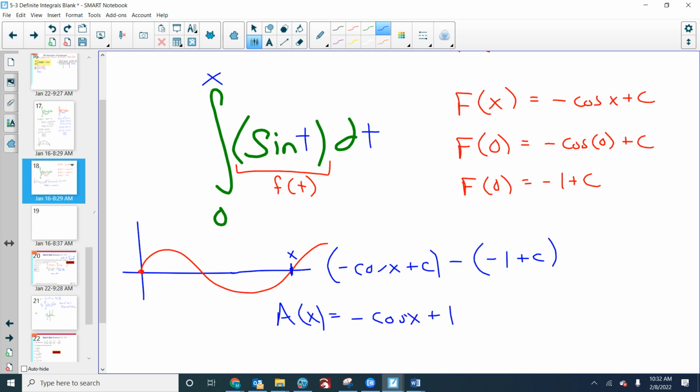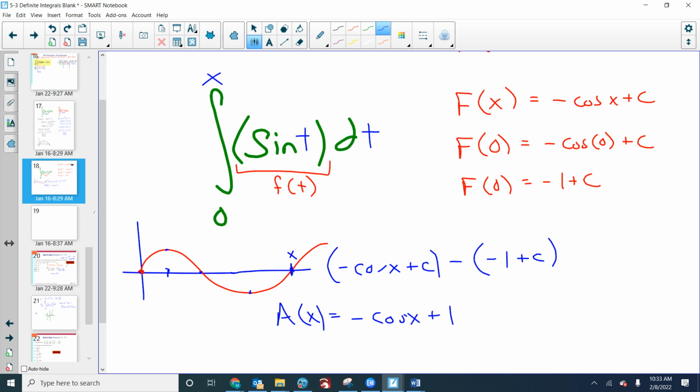Ready? 0 radians. Where does sine reach its maximum value? Sine is the y value, right? Sine of pi over 2 is 1. Sine of pi, sine of 3 pi over 2, 2 pi. You agree?